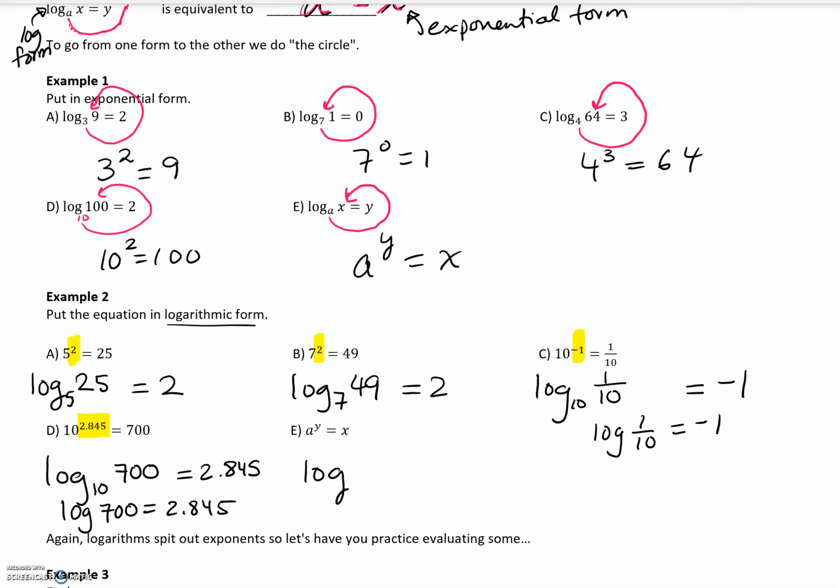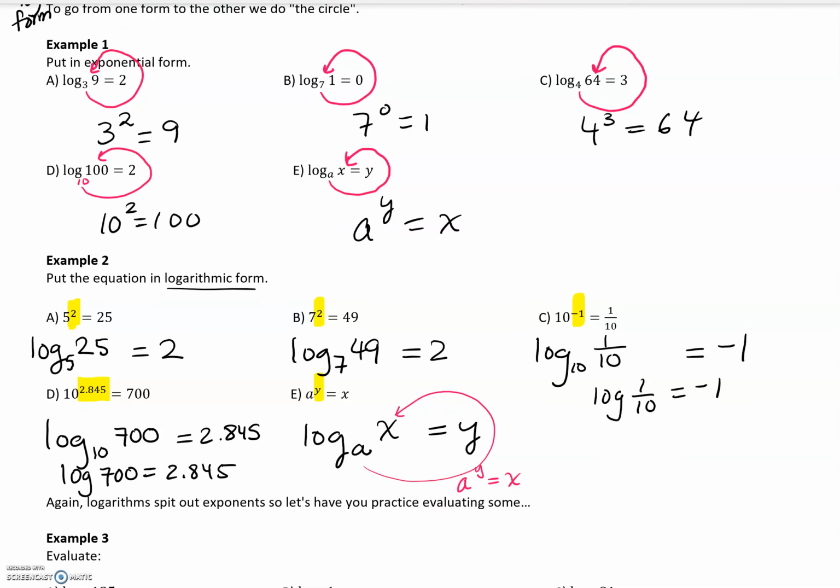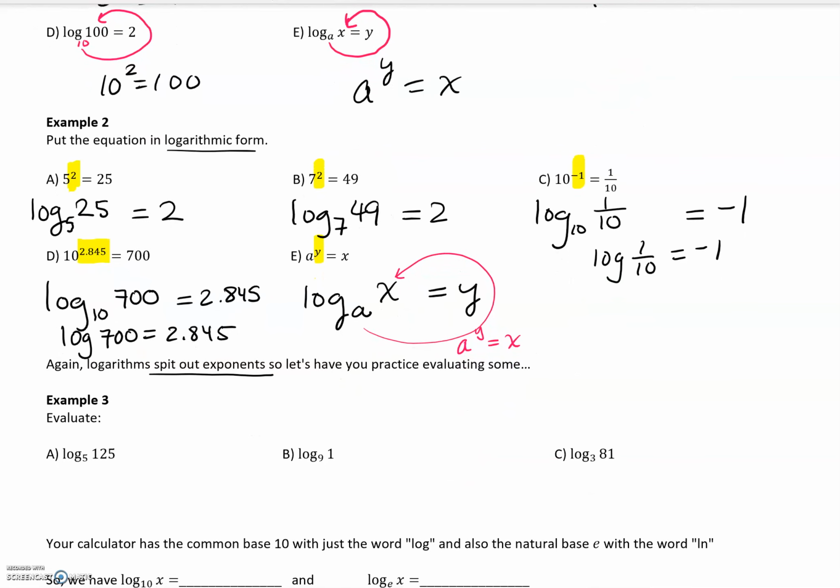Part E says log base, the base in part E is A, the exponent that must have been spit out is y, so I'll put that on the other side of the equal sign. And the only thing remaining is the x, so that must have been the argument. And again, for all of these, once you have it, you can always go check, and it will give you the original that you started with. So keep in mind again, logarithms just spit out exponents. Now let's go practice evaluating some.